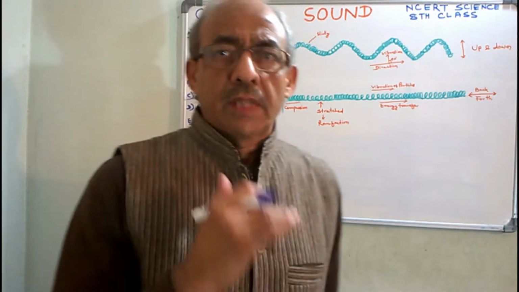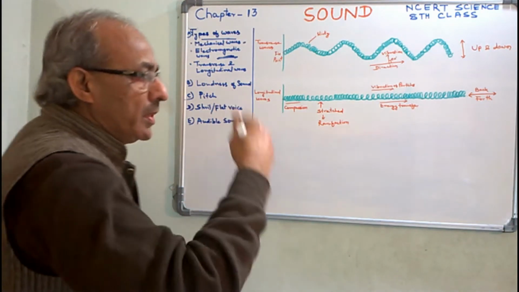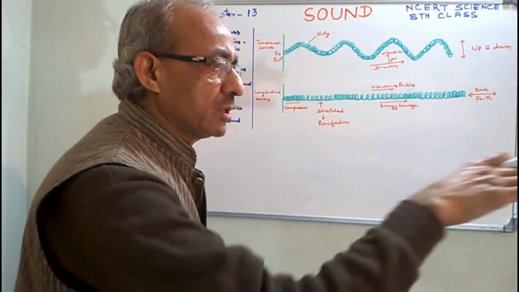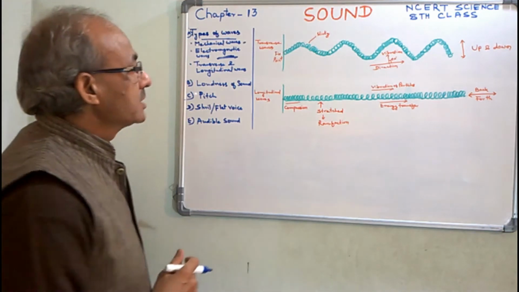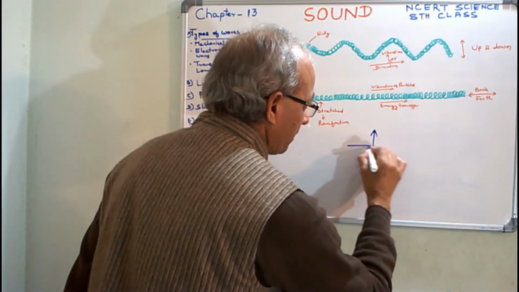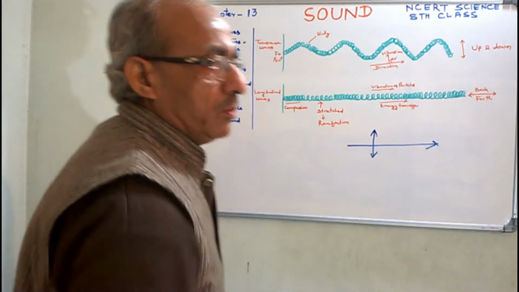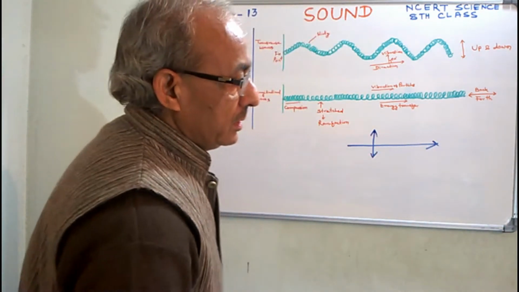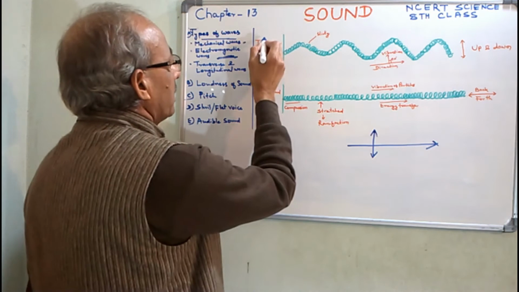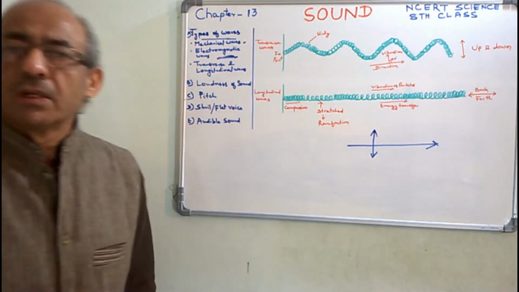Now we will discuss the types of waves on the basis of the movement of particles with respect to the direction of propagation of the waves. On the basis of the to and fro movement of the particles with respect to the direction of propagation of the wave, there are two types of waves. The first category is transverse waves. The second is longitudinal waves.